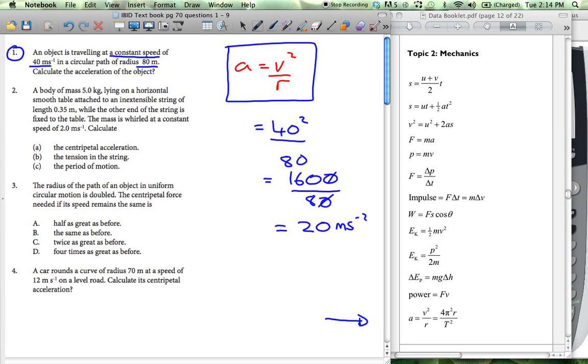Now, the idea with this: the acceleration is 20 meters per second to the minus 2. It's not accelerating in the sense that it is changing the magnitude of the velocity, but it is changing in its direction.